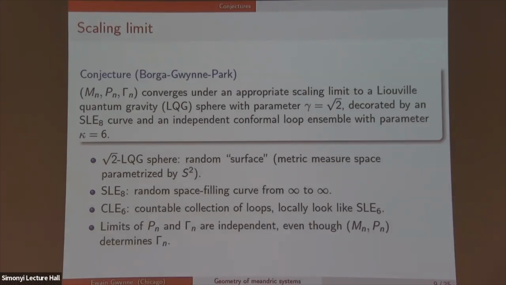Intuitively, the reason why we might expect this, or at least the reason why this could plausibly be true, is that the dependence between the path and the loops at the discrete level depends only on microscopic information about the meandric system. And when we pass to the scaling limit, we really only see the macroscopic information. So the dependence between these objects disappears in the scaling limit.